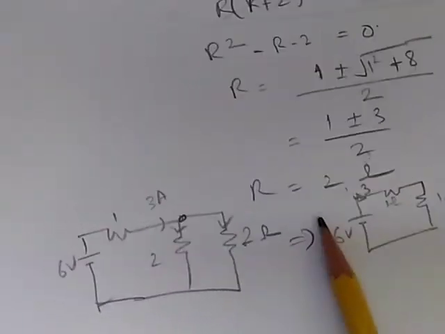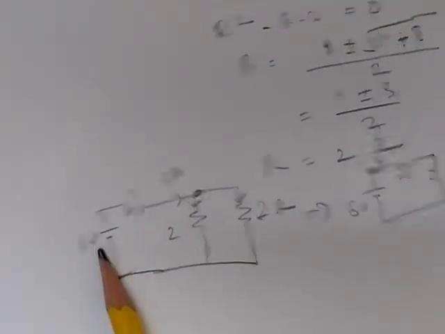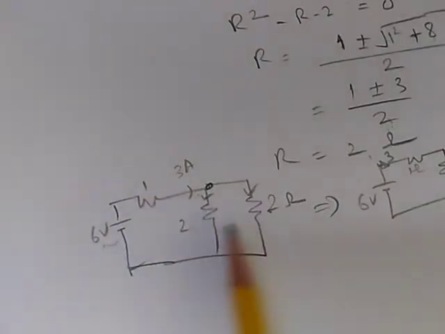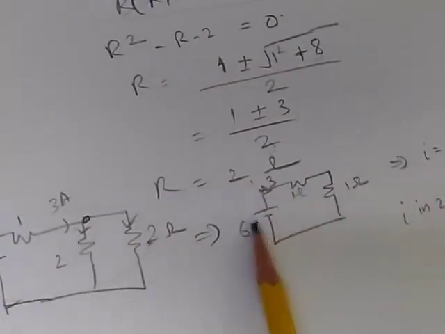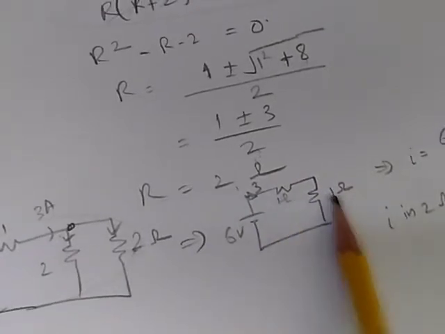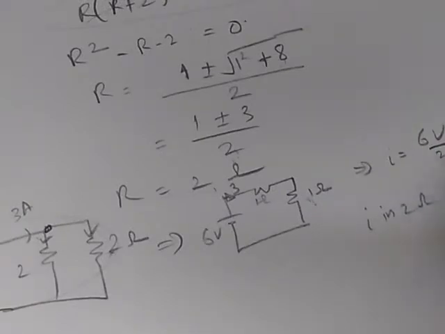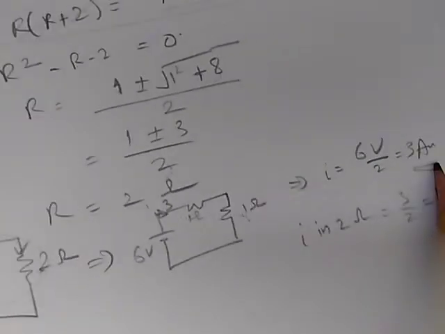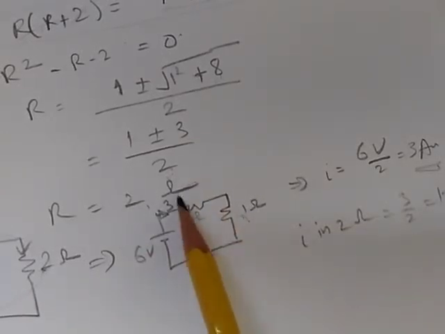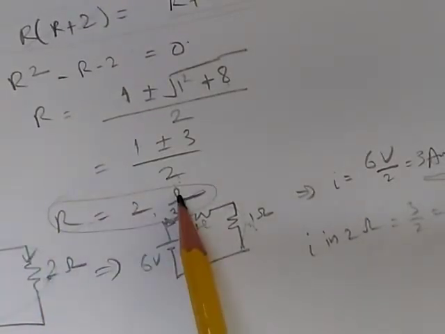What does that mean? That means the circuit looks like a 6 volt power supply supplying current to 1, 2 and 2 ohm resistors like this. Now 2 ohm and 2 ohm are in parallel, so we have an equivalent circuit as 6 volt supplying current to 1 and 1 ohm, which are in series. So the current through this circuit will be 6 volt divided by 2, or 3 ampere. The equivalent resistance of this circuit looking from A to B is also 2 ohm, as we found from R equal to 2 ohm.